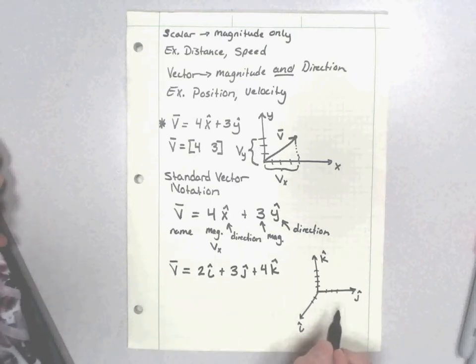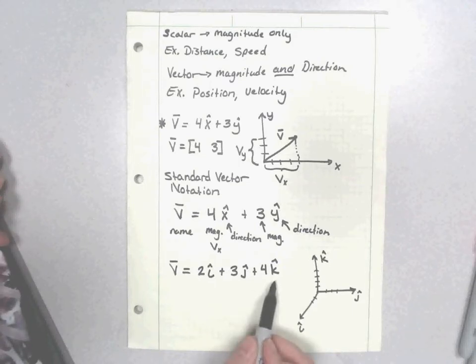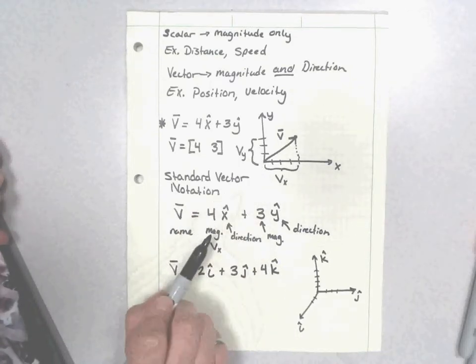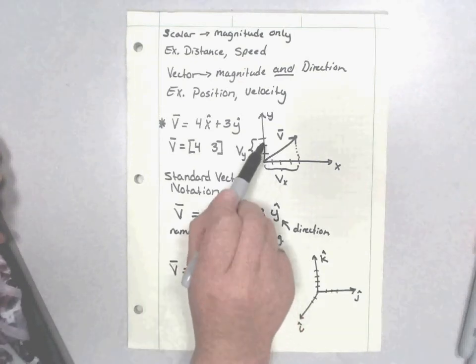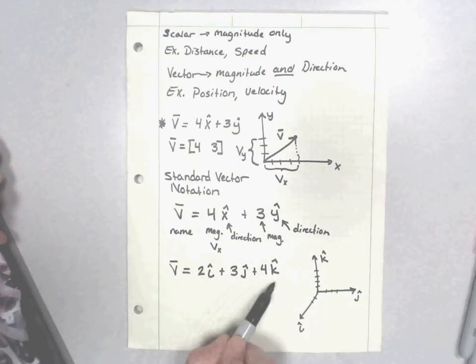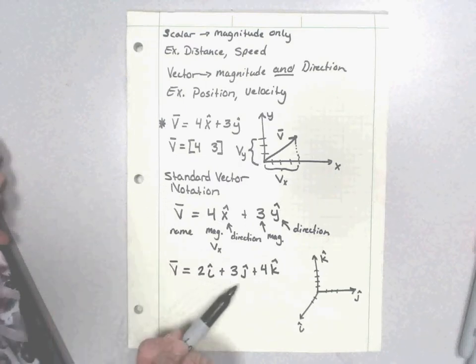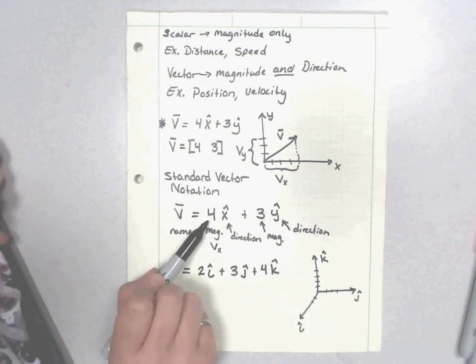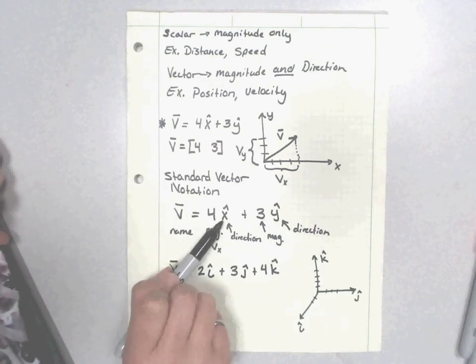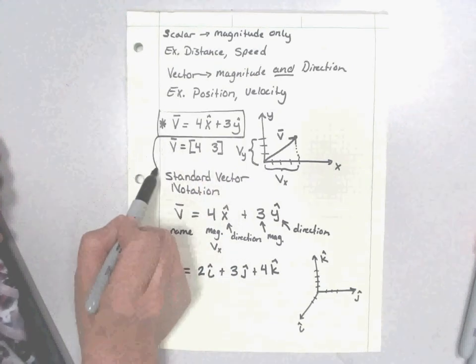So if I am working in this coordinate system, I would use the I, J, and K unit vectors. If I'm in this coordinate system, I need to use my X and Y unit vectors. This coordinate system will never yield an I, J, and K. So for it to be in standard vector notation, that does not mean I, J, K or X, Y. It means the name with the bar, the amount or magnitude of each component with the unit vector telling me the direction of that component. So this is standard vector notation.